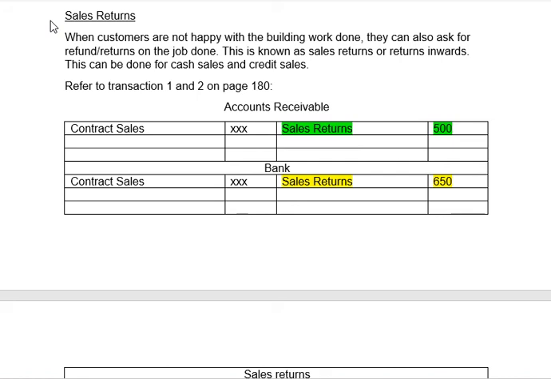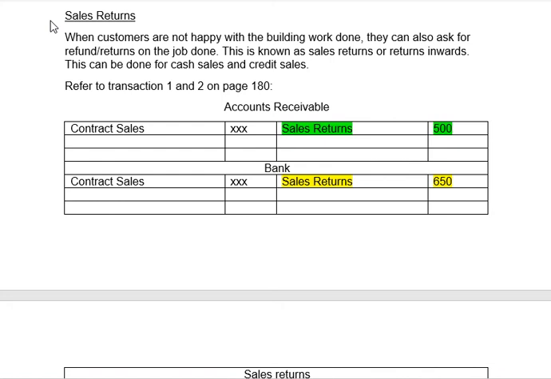Okay, this example is on page 180, and there's also two transactions similar to the purchase returns. We will deal with a cash return and a credit return for sales. So a cash transaction and a credit transaction for sales. Firstly, obviously, we have to have made the sale for something to be returned, because if there's no sale, nothing can be returned. So you could look at the normal entry that you've done so many times before.